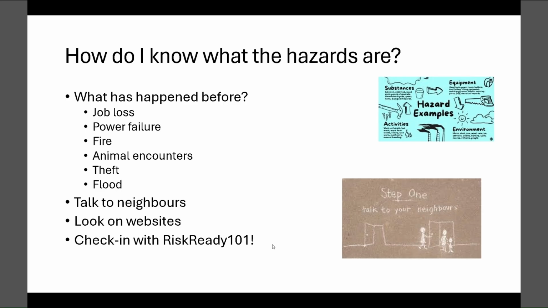Theft. Have you been a victim of theft, vandalism, burglary, assault? Floods. Do you live in a floodplain? Are you close to a river? Are you in a valley? Talk to your neighbors. Look on websites. Use Risk Ready 101. I look at all this stuff quite frequently, so if you have questions about your area or want to know some resources, give me a shout. We can talk about it.